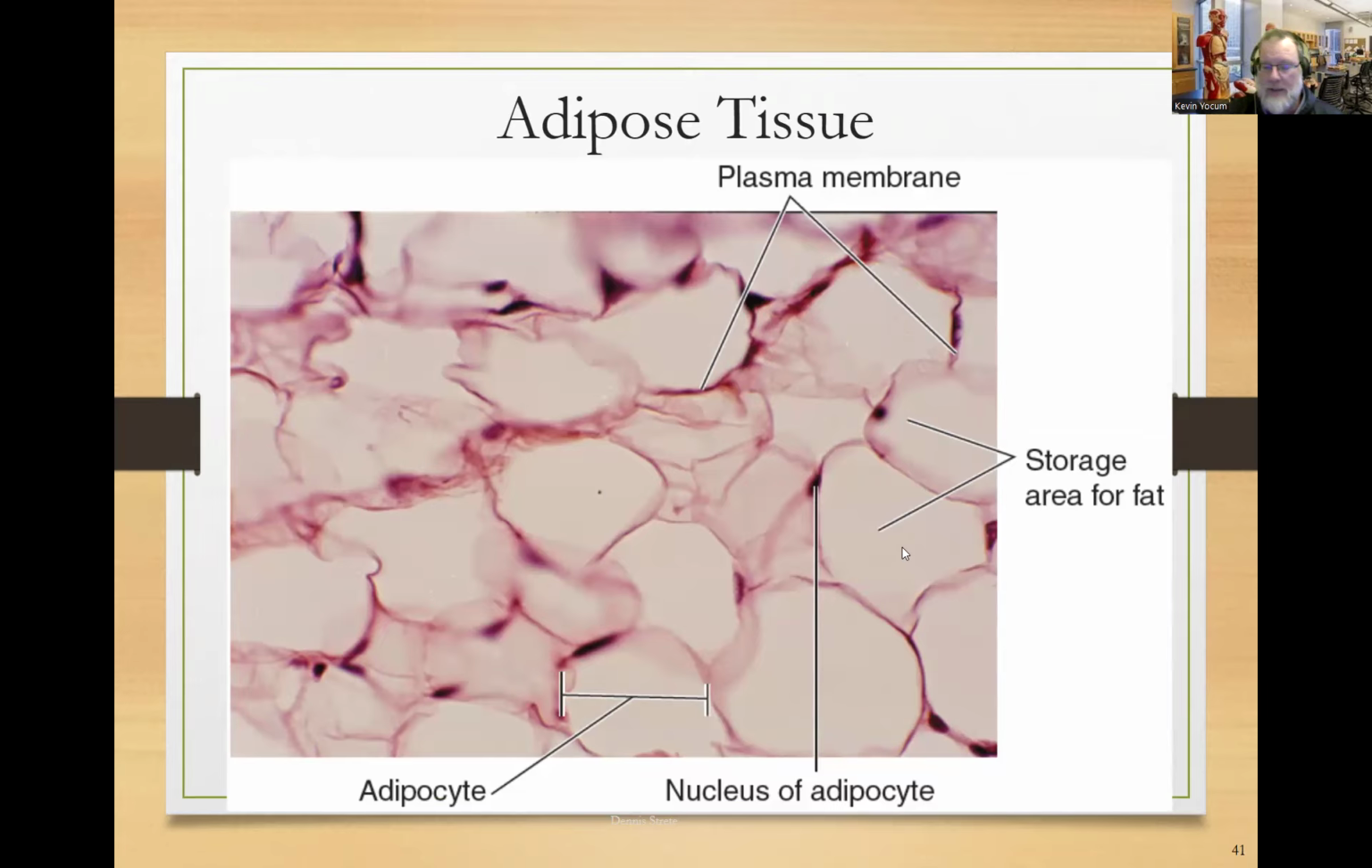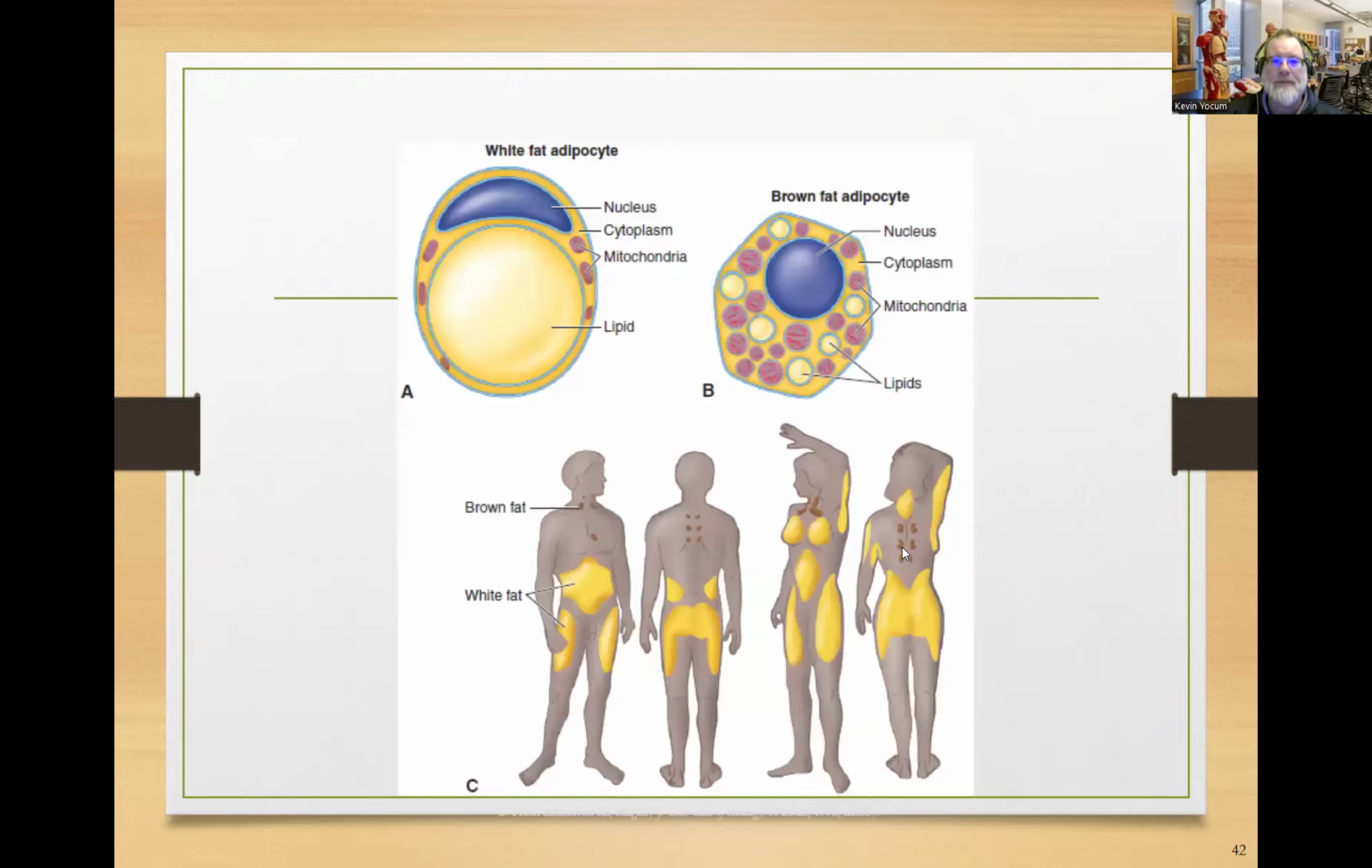Potential energy is stored there. Different types of fat: white fat versus brown fat. A brown fat adipocyte is going to have a lot of mitochondria.